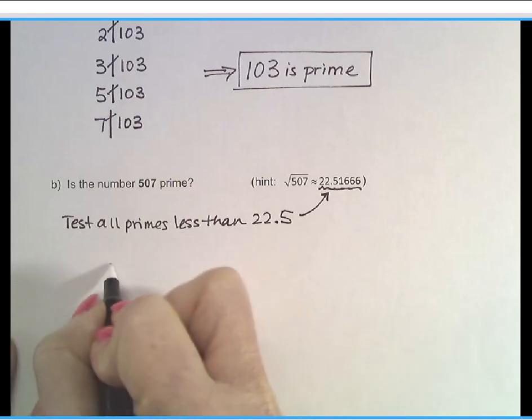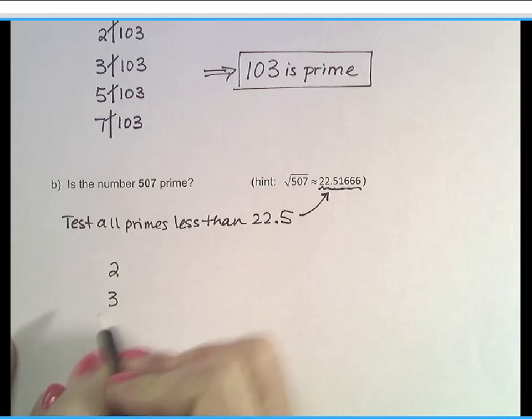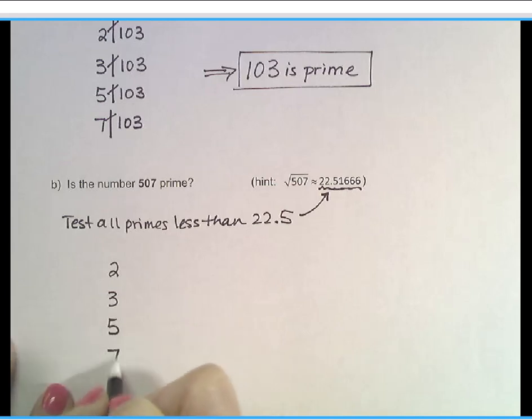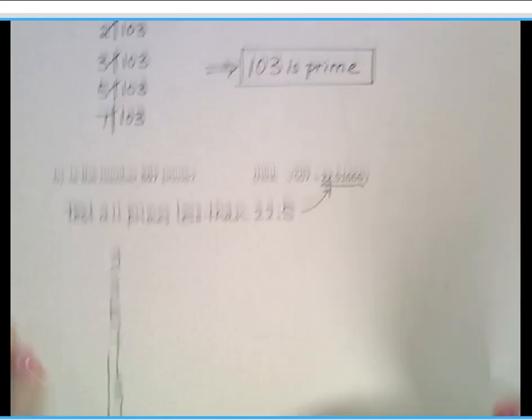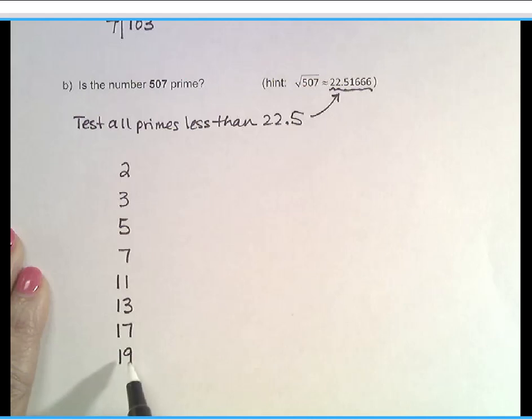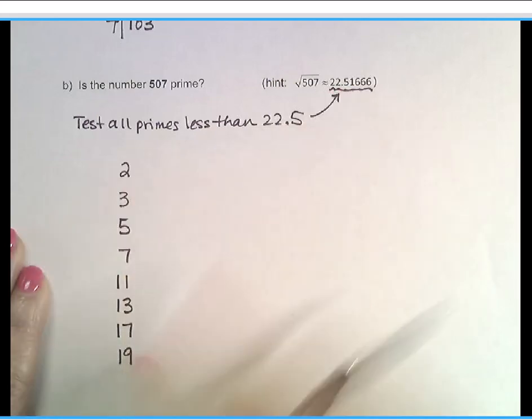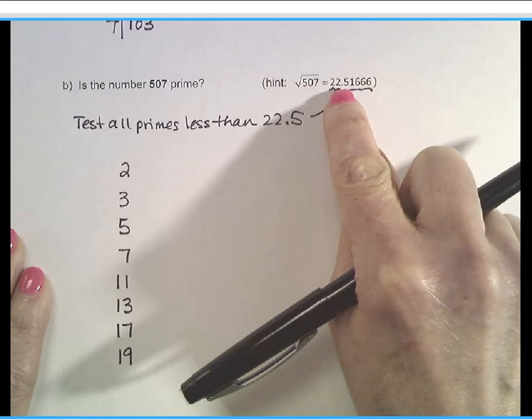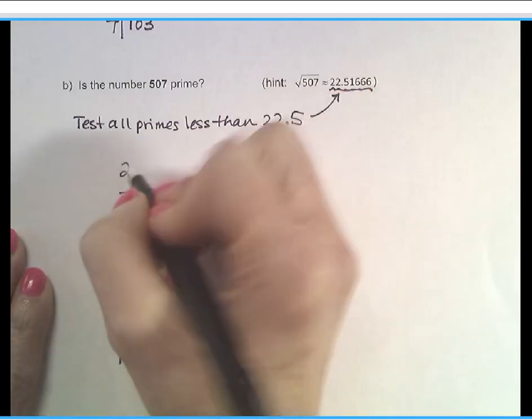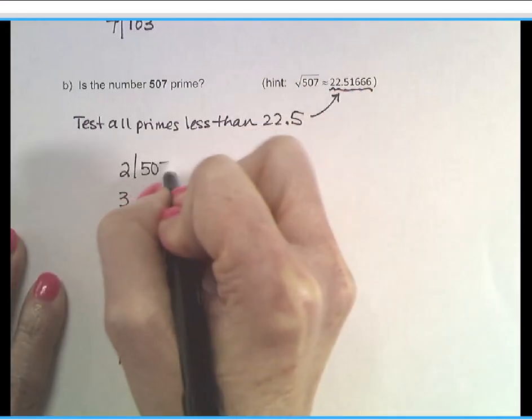So let's see, we've got 2, 3, 5, 7, not 9, 11, 13, 15 is not prime, 17, 19. Move my paper up here. The next prime number would be, I think, 23. So we don't need to go that high. We've got all the primes that are less than 22.5. And then we're just going to start going through the list and see if they divide or not.